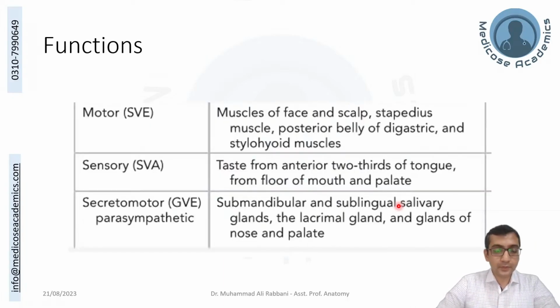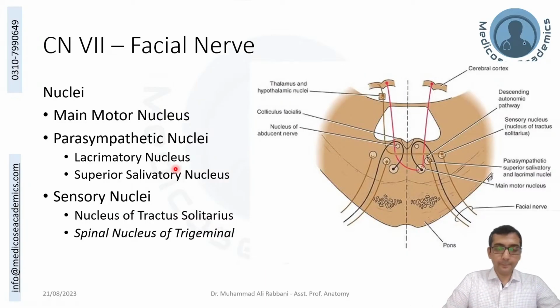Facial nerve. It has a lot of components. It has a motor component, a parasympathetic component, a special visceral efferent component, a general visceral efferent parasympathetic component, and a visceral sympathetic component. We will discuss them one by one. Which nuclei are related to it?